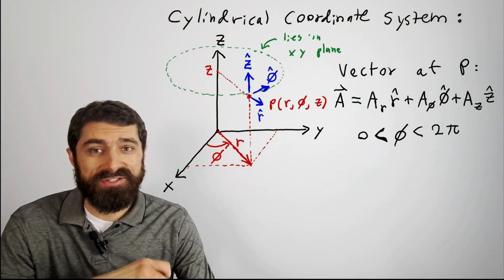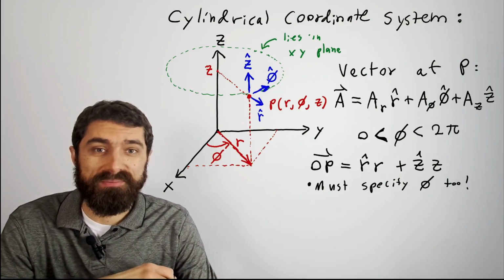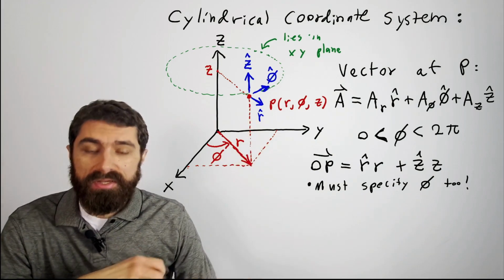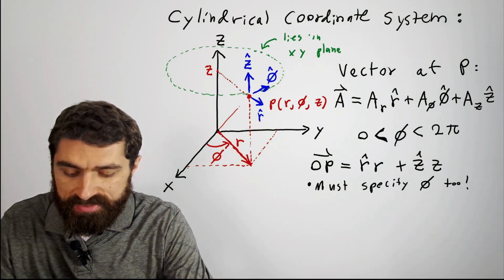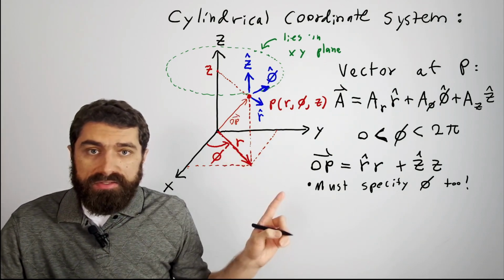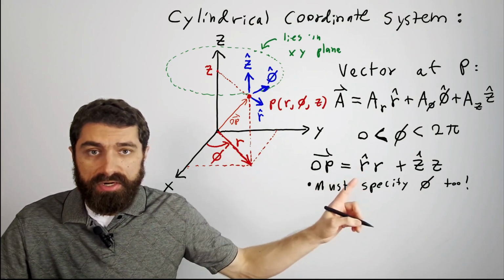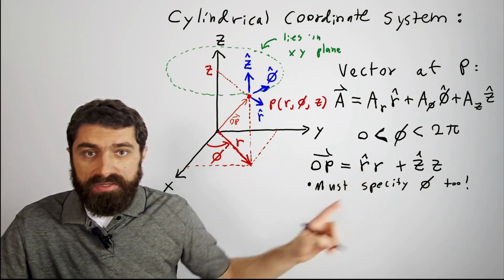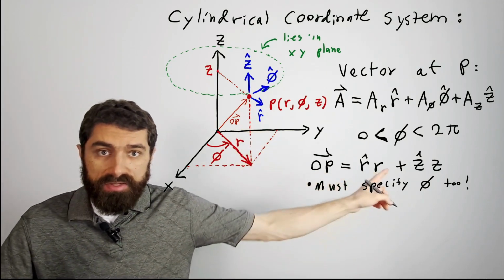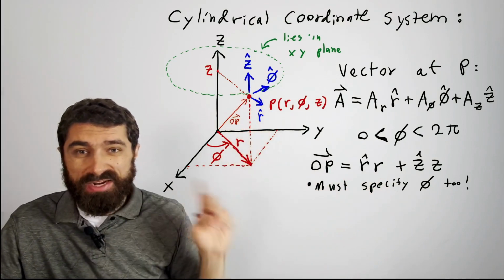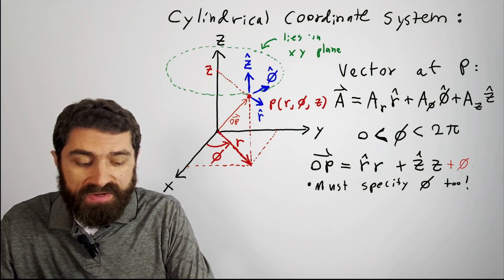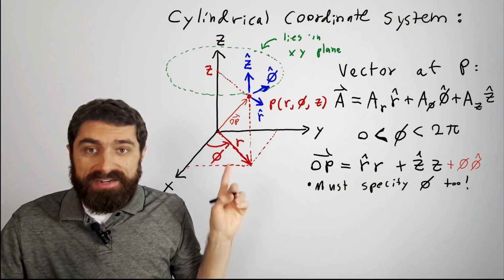Now, here's one thing that's interesting about the cylindrical coordinate system: the position vector for point P, which we could say is OP here, we designate with a vector where you have basically a distance r in the r hat direction, as well as a distance z in the z hat direction. Now, you might be tempted to also include phi hat. That is not correct.